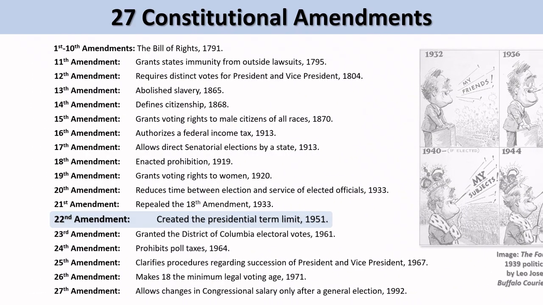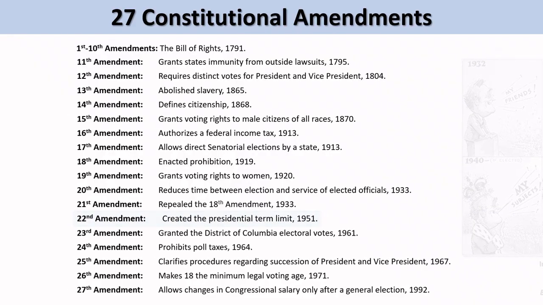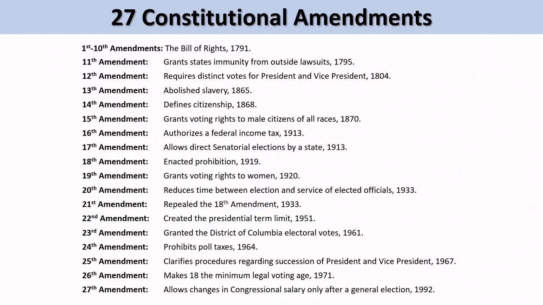Because of how difficult it is to complete the amendment process, in all the years since the Constitution was written in 1787, only 27 amendments have been added. The last constitutional amendment to be made so far was added in 1992.